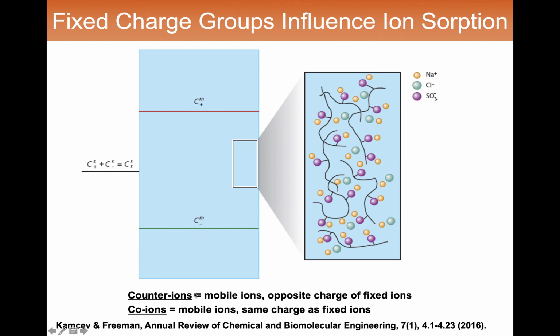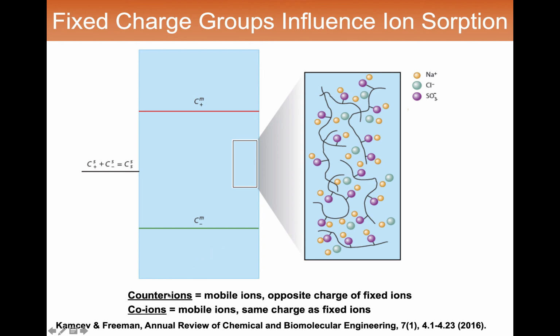We're going to start to refer to counterions as being mobile ions that have the opposite charge of the fixed charge group. So that'll be sodium in the case of membranes that have a fixed negative charge like these sulfonate groups. And the coions are mobile ions that have the same charge as the fixed ions. So in the case of sodium chloride sorbing into a cation exchange membrane, that is with the sulfonate groups, the coions are going to be the chloride because they have the same electrical charge as the sulfonate groups.